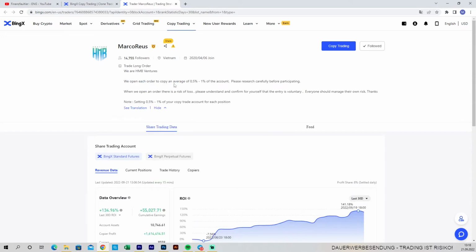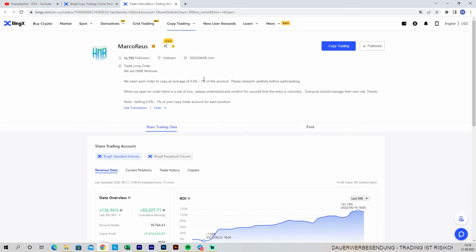You should always check out their description, because here, for example, Mark Roy says copying 0.5 to 1% of the account balance. So if you have an account, for example, of 100,000 and you only copy him, you should use 0.5 to 1% per trade. So you should not go higher than $500 or $1,000 per trade following him in follow mode. I would still not go as high, because I think it's still risky to do 1% per trade.